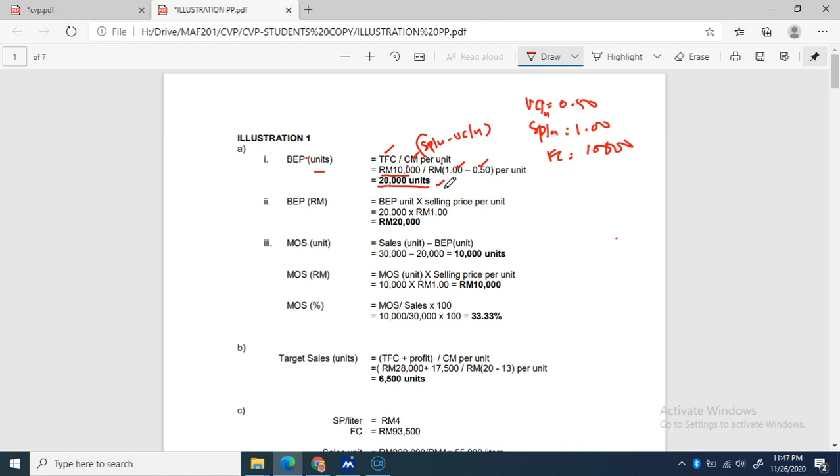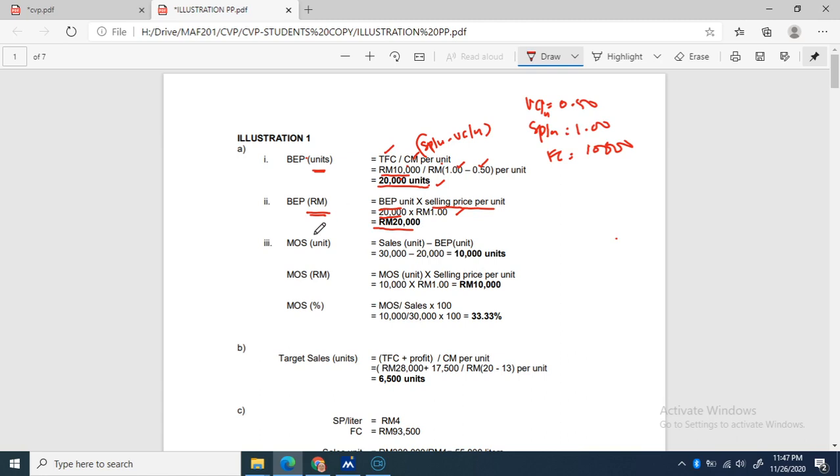So if the company sells at 20,000 units, that means there is no profit or loss in the business. Okay, number 2, you are required to calculate BEP in RM. So there are many formulas. If you refer to the notes or the last video, there are 3 formulas to get BEP in RM. So we can choose either one that you prefer. So we choose the easiest one. Since we have BEP in units, we use BEP unit times the selling price per unit. So BEP unit is 20,000, times the selling price per unit of 1 ringgit. So your BEP in RM is 20,000 ringgit.